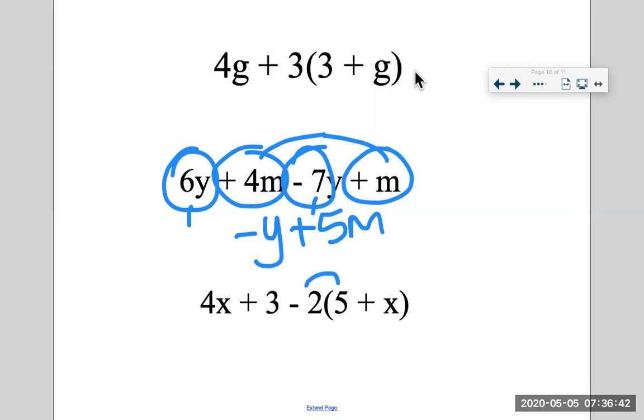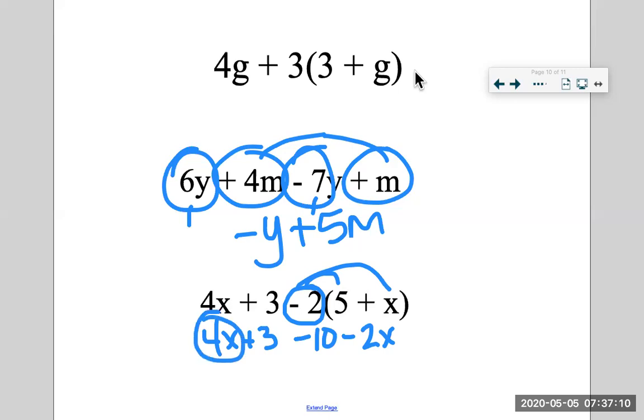Now, if you read this out loud, it's 4x plus 3 minus 2 times the quantity of 5 plus x. This -2 is the number that we're going to multiply times everything in the group. So it's -2 times 5 is -10, and -2 times x, which is -2x. So now if we rewrite the remaining part of that expression, you can see that we do have like terms of 4x and negative 2x, which would give us 2x's, and then a positive 3 and a negative 10, which is a negative 7.